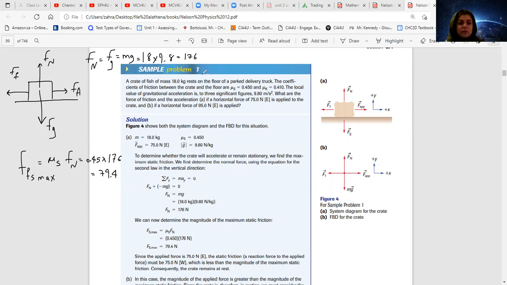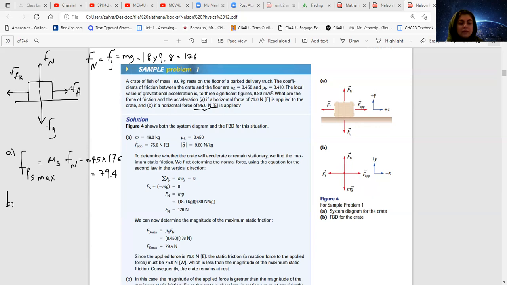Now let's just do it if we apply 95. Of course, 95 is more than 79. So with 95 force, it will make your object move. We want to look for the acceleration. So again, we have the same system now. Applying 95 means my system is moving and it's kinetic friction now. So this part was A. I'm doing B. Kinetic friction, it is moving. 95 will make it move.